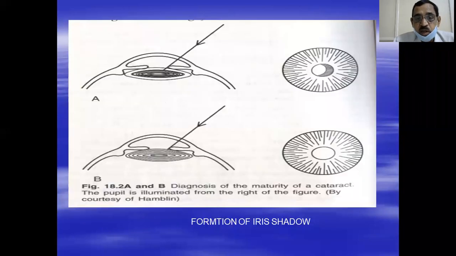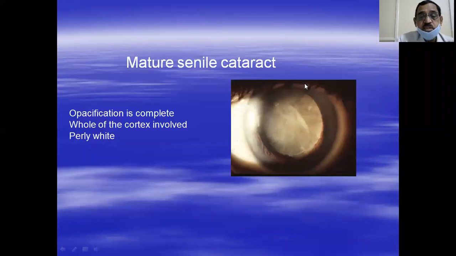This is a figure depicting how you test for an iris shadow. The beam is thrown into the pupillary region, and the iris shadow will be seen like this. In this pupillary region, behind it you have the lens, and the iris shadow will be seen. And this is a mature senile cataract.